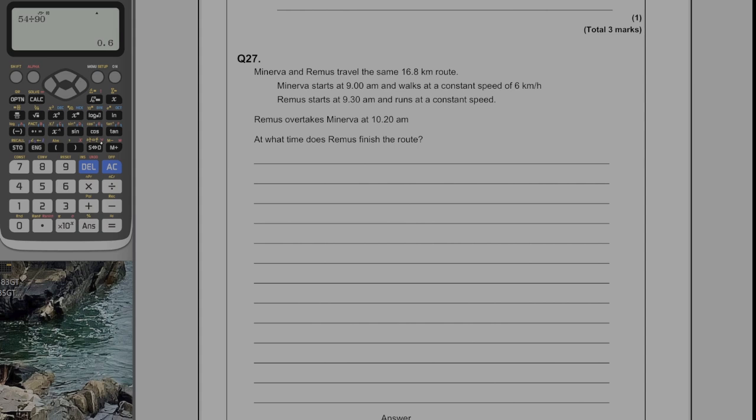Okay, right, so I want to find out how far she's gone at that time. So the difference in time there is 1 hour and 20 minutes, which would be 1 1/3 of an hour after the start. If she's traveling at that speed, it means that she would have traveled 8 kilometers. When they meet, Remus would have run for 50 minutes, which would be 5/6 of an hour.